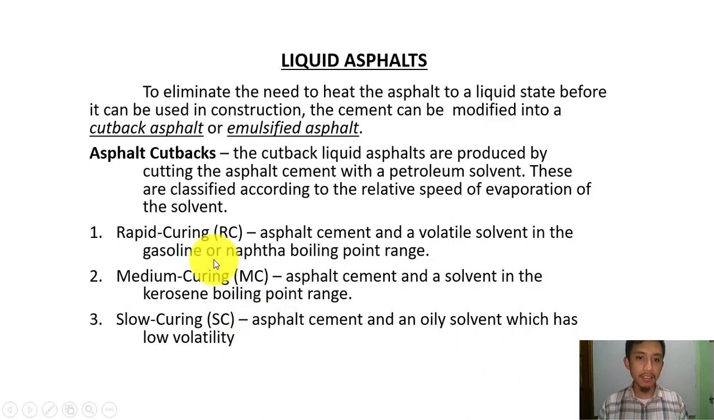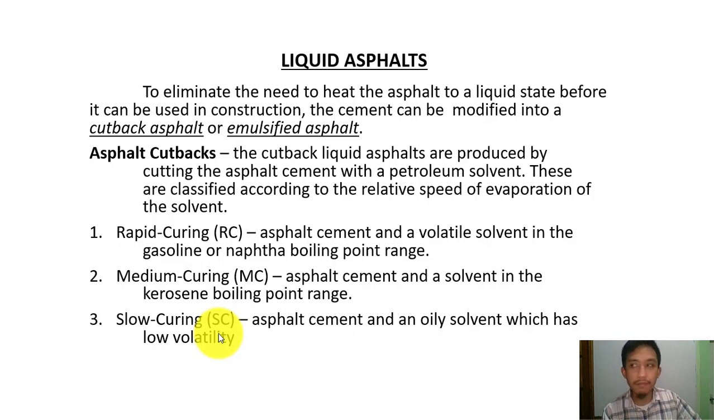Again, rapid curing, medium curing, and slow curing are the classes of your cutback asphalts. What is the reason for having these levels of curing? Compare it to Portland cement: if you are using concrete, there are requirements depending on where you are going to use it. If it is designed to be cured over a long range of time to reach its full maximum strength, then that should be slow curing.